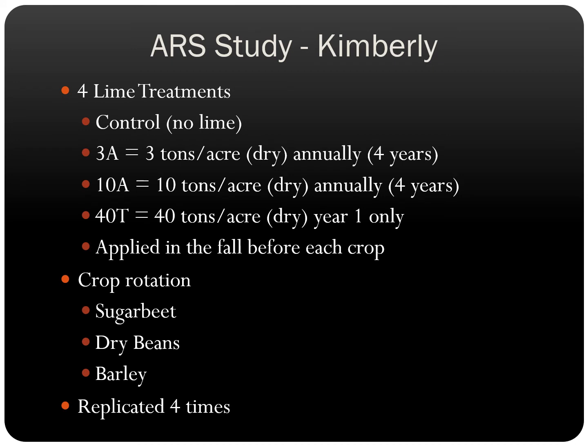You can see there that the 40 total and the 10 annual treatments, when it's all said and done after 4 years, will have received the same amount of lime. It was just applied a little bit differently. All this lime was applied in the fall before each crop in the sequence. The rotation was a sugar beet, dry bean, barley rotation, and this study ran for 6 years, so we were able to run each crop twice in that rotation through this system. And the study was replicated 4 times for statistical purposes.